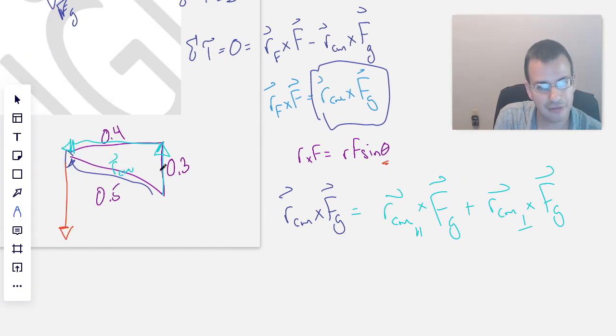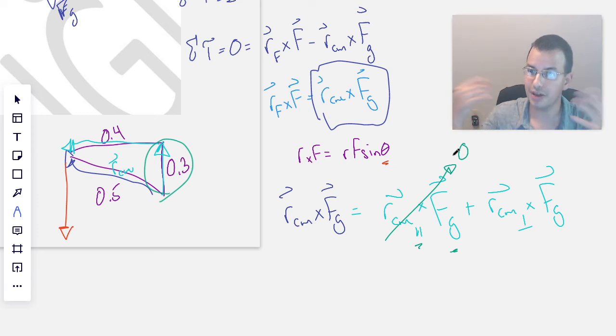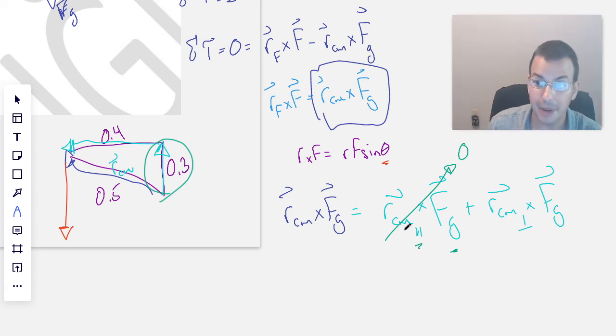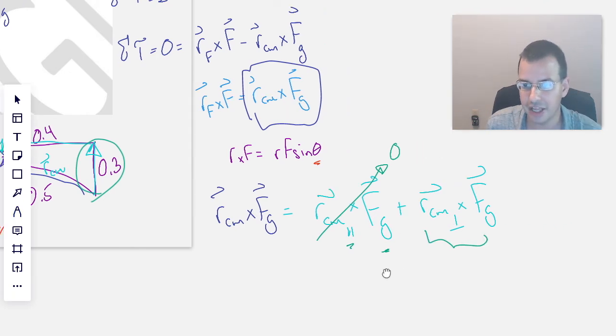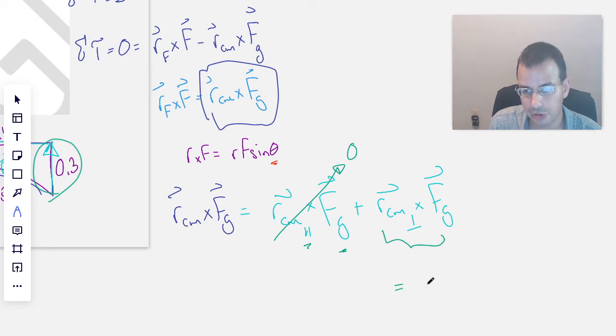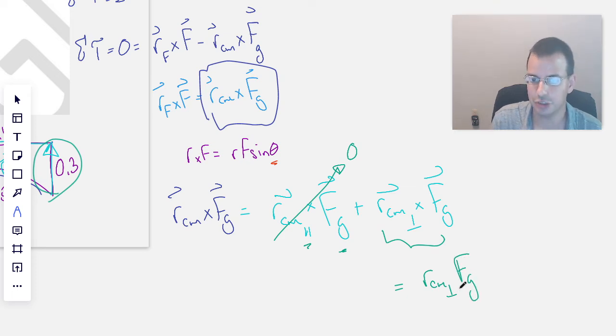So I said before, a cross product is a measure of how perpendicular two vectors are. So when you have the cross product of two parallel vectors, this is the parallel portion right here, cross that, this is just going to be equal to 0. Because you have a cross product of two vectors that are parallel, then it's going to be 0. Dot product, exactly the opposite. The dot product is a measure of how parallel things are. So this is just going to be the perpendicular portion times gravity. And so this is going to be equal to R CM perpendicular times force gravity. At least the magnitude will be.